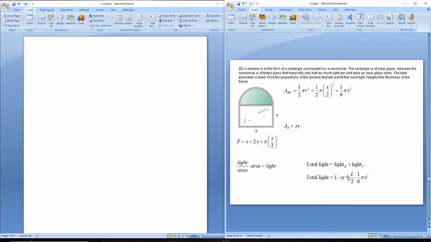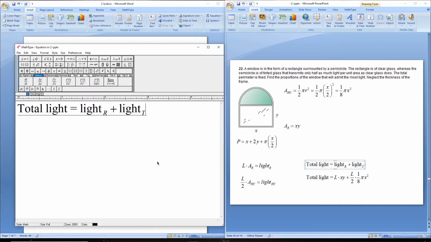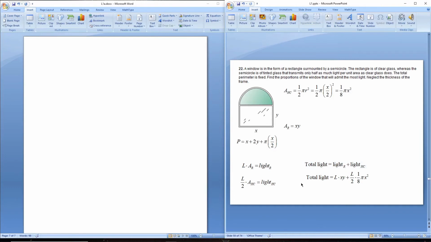So if we look at that, the light coming through the right rectangle is this unknown value L times the area of the rectangle, which is x times y, plus the light coming through the half circle, and that's this unknown L over 2 times the area of the half circle, which is 1/8 pi x squared. And so here is our function for total light.